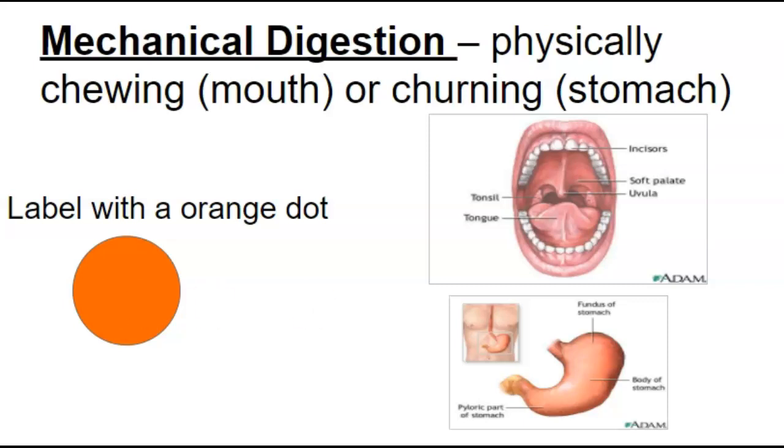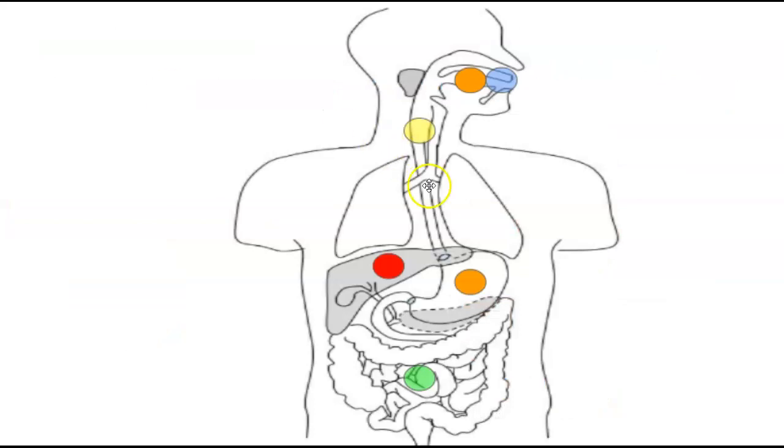So we're going to label this with an orange dot. And so it happens in two places. So we're actually going to have two orange dots here.